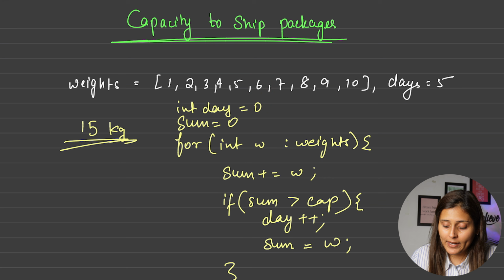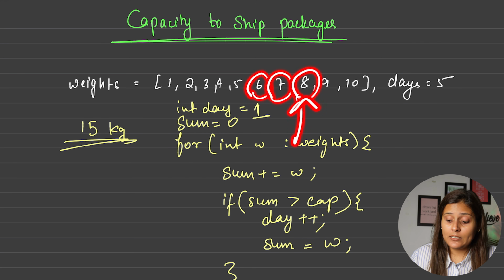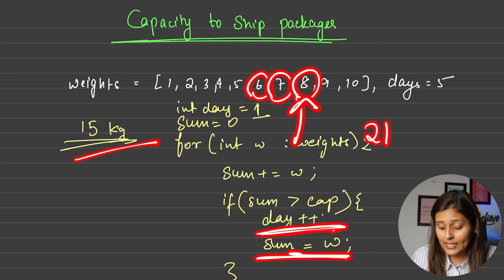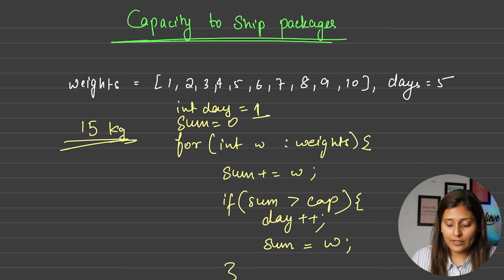So can I say till now my day is 1? Yes. So let's remove this and let's move on. Let's increase this day by 1. Now next time 6 plus 7, 13 plus 8. Again, when I will be at 8, the total will be 13 plus 8, 21. And again 21 is greater than 15. So again I will increase the day and initialize the sum with 8. Correct? So hence now day will become 2 and initialize the sum with 8.